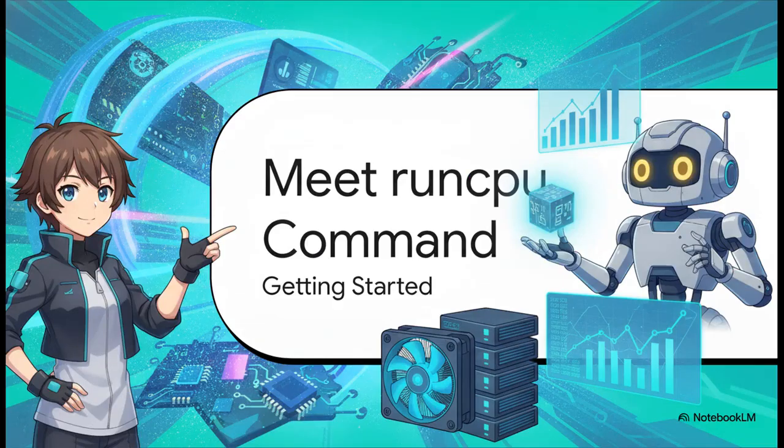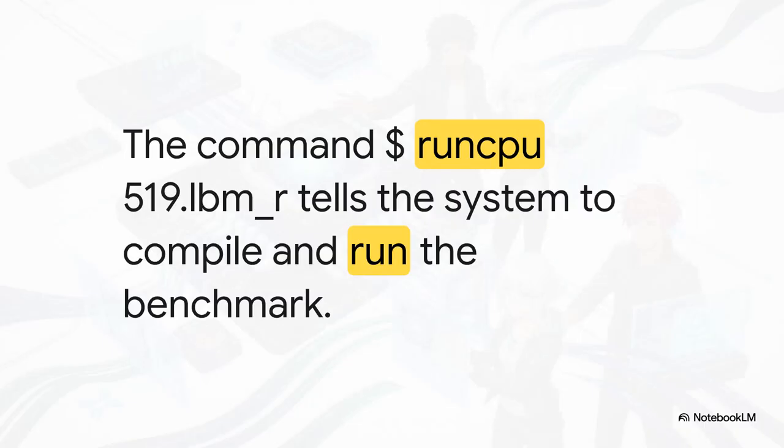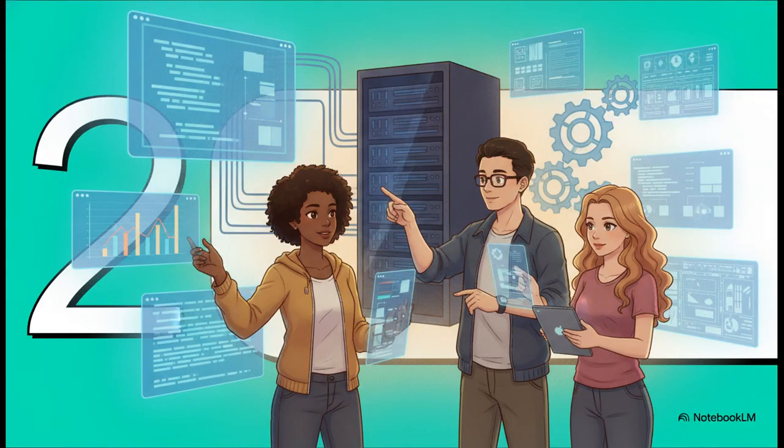Okay, Section 1. Let's meet the runcpu command and get you started with SPEC CPU 2017. We're going to start with a beautifully simple command. Check this out. By just typing runcpu, followed by a target benchmark name, like 519.lbm_r right here, you're telling the system to handle the whole shebang. It automatically tracks down the source code, compiles it into an executable, and runs that specific test. It's really the perfect low-risk starting point if you're a beginner, just checking to make sure your installation is actually working.